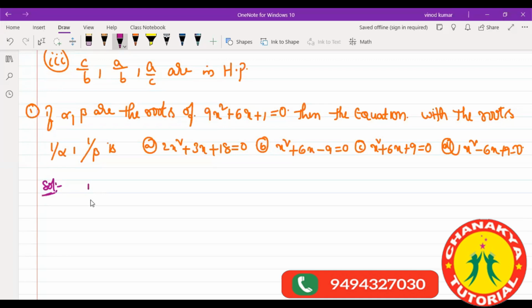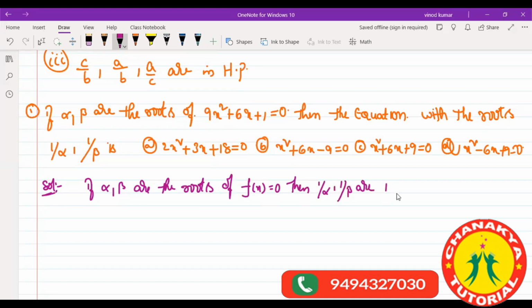Solution: if alpha, beta are the roots of f of x equal to 0, then 1 by alpha, 1 by beta are the roots of f of 1 by x equal to 0. That is, if f of x equals 0 is the given function, then the roots are alpha and beta; the roots 1 by alpha, 1 by beta belong to f of 1 by x.